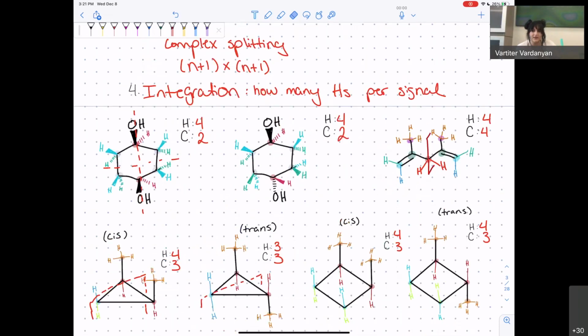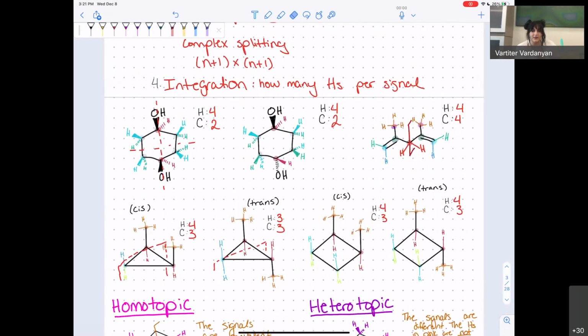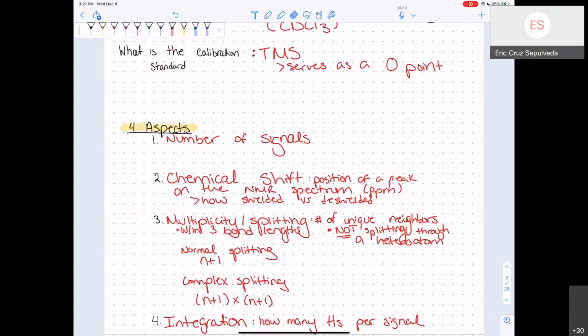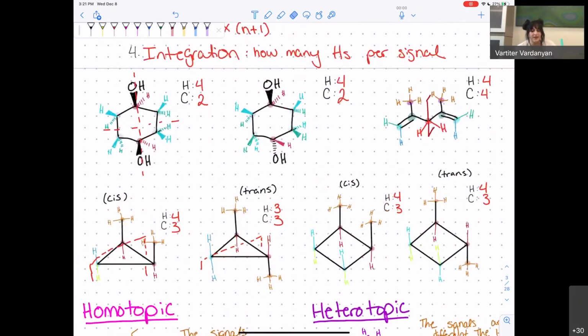All right. Did you mention something about a pure substance? What was that again? Yeah, so you are only going to split through a heteroatom if you have a pure sample. Okay, and he would have to just say it like that.